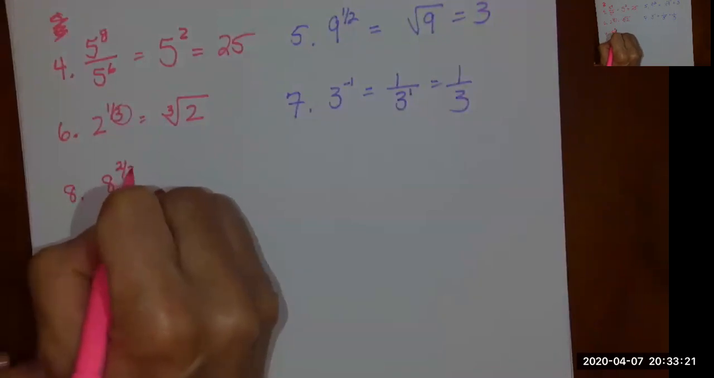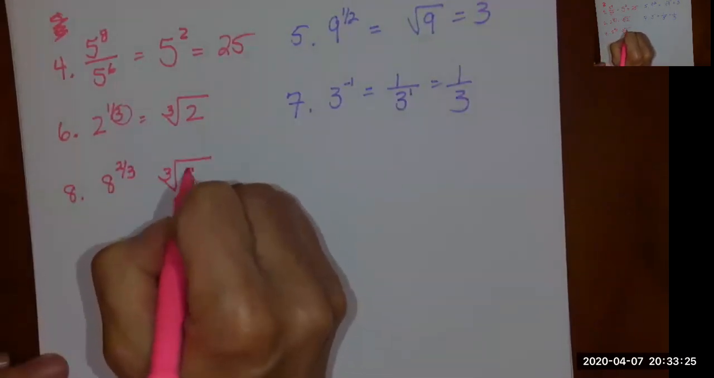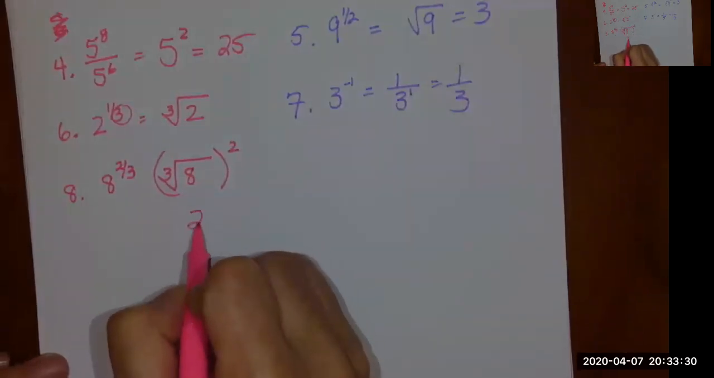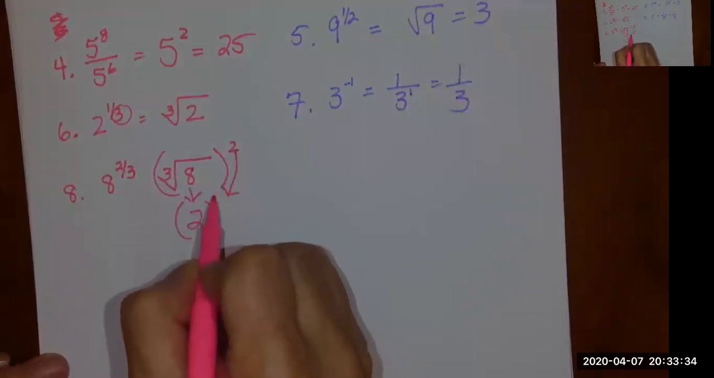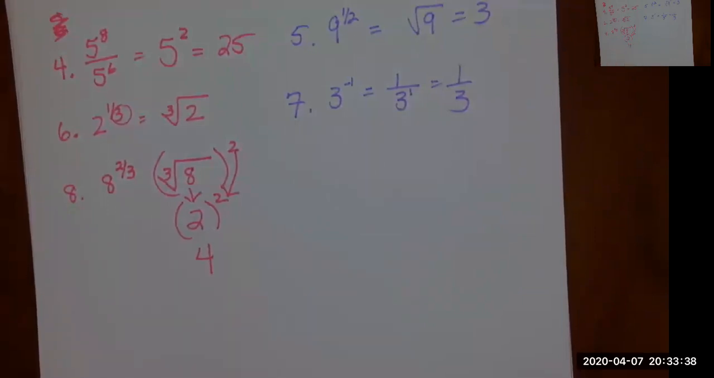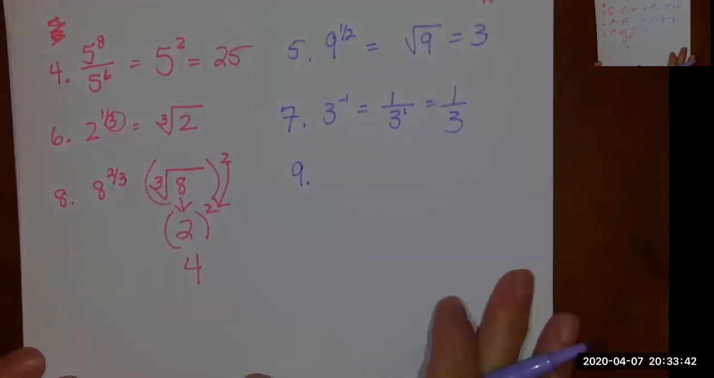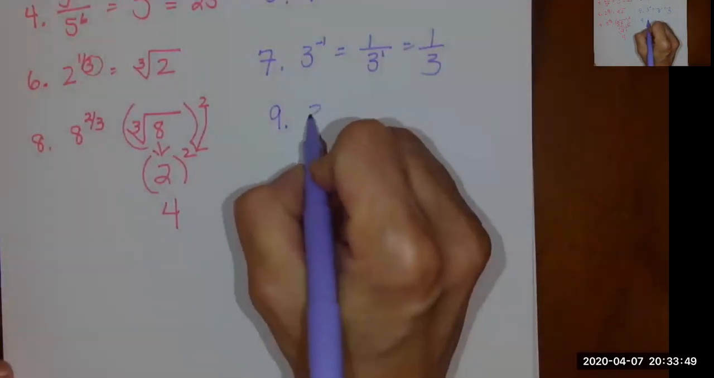8 to the 2/3 means the cube root, because there's a 3 over 8 squared. Now the cube root of 8 is 2, right? And that squared is still there, so 4 is our answer, because 2 squared is 4. I guess I don't need the different colors because I'm only getting 2 per line. I was trying to squeeze more, but you guys know I write big. Number 9.